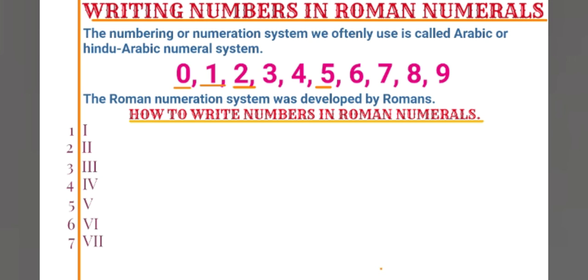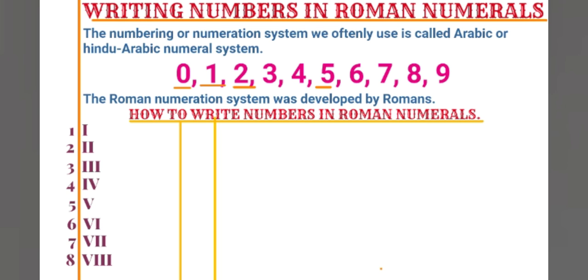Now for 7, we write capital V with 2 I's. For 8, we write capital V with 3 I's. Okay, 3 capital I's. This is your counting from 1 to 8. 1, 2, 3, 4, 5, 6, 7, 8 is known as the Arabic system, and the Roman numerals are the ones we have just seen. Okay.